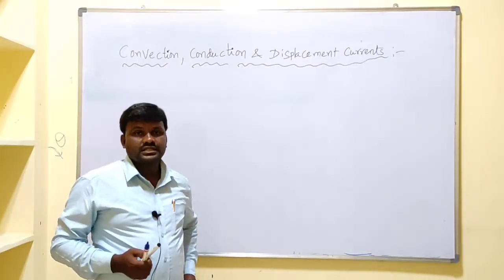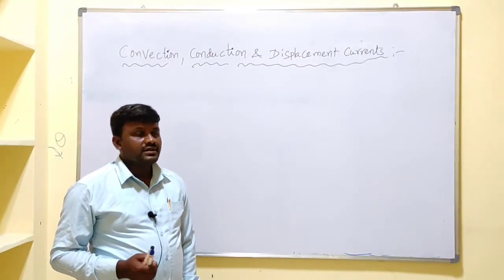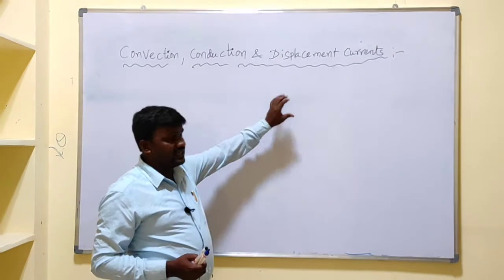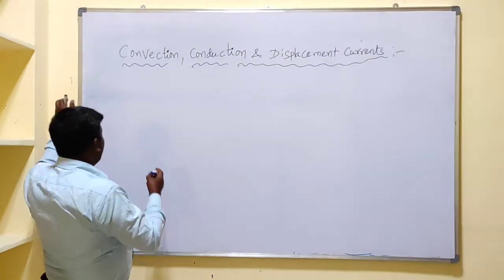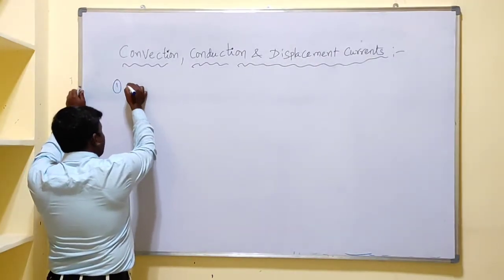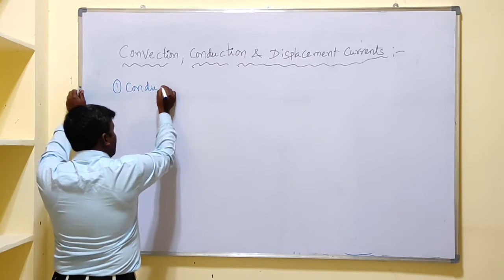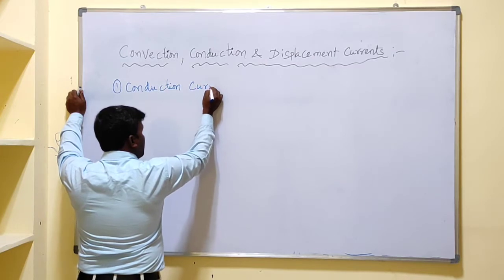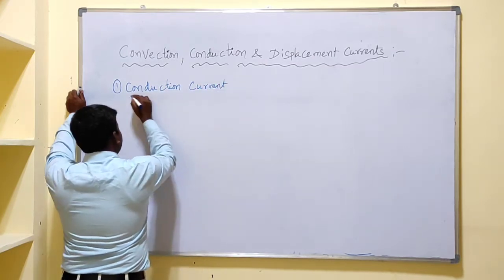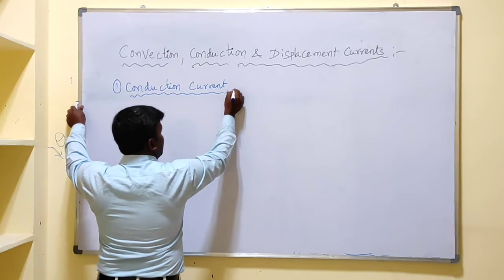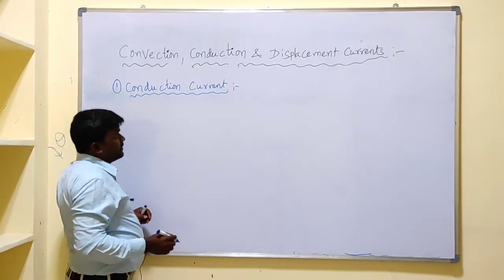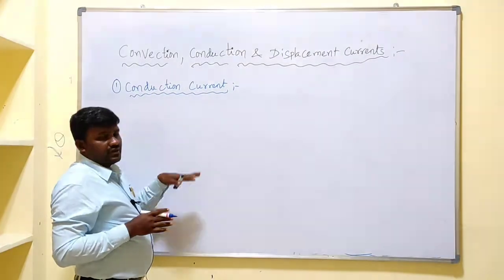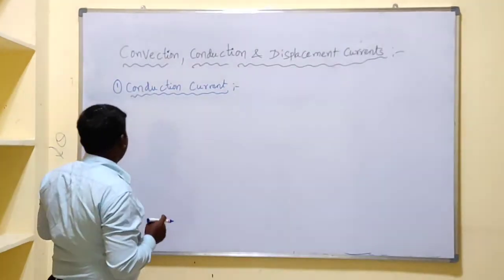In this video, we will discuss different types of currents. We have three types of currents: convection current, conduction current, and displacement current. Coming to conduction current, it requires a conductor, a conductor consisting of a large number of free electrons.